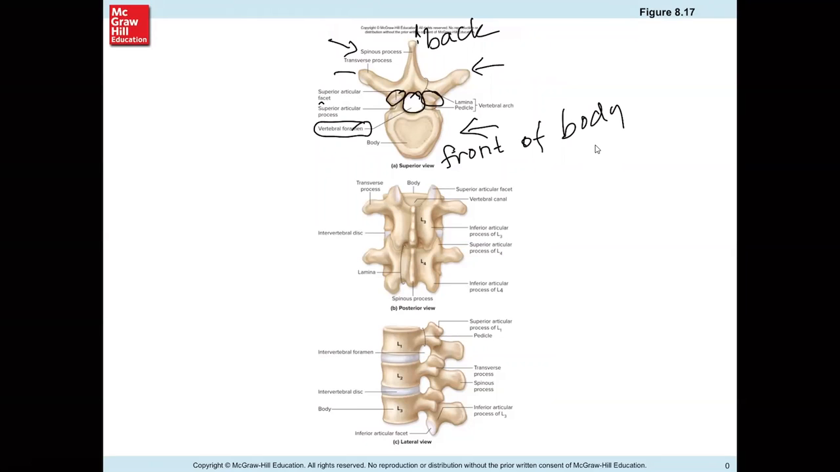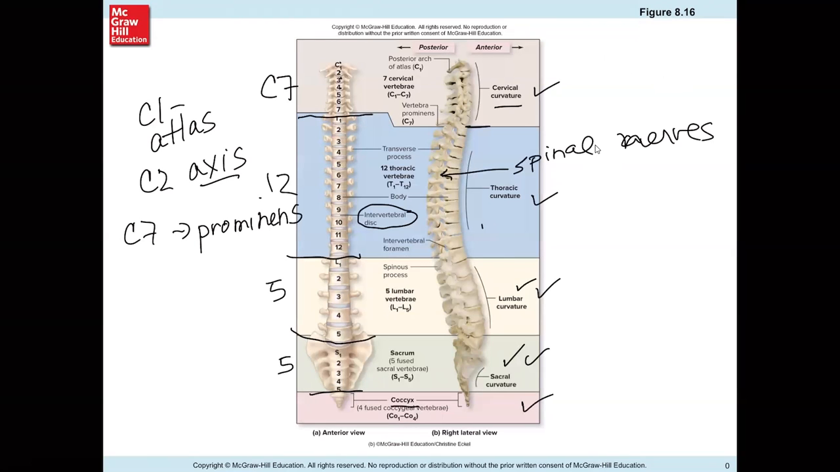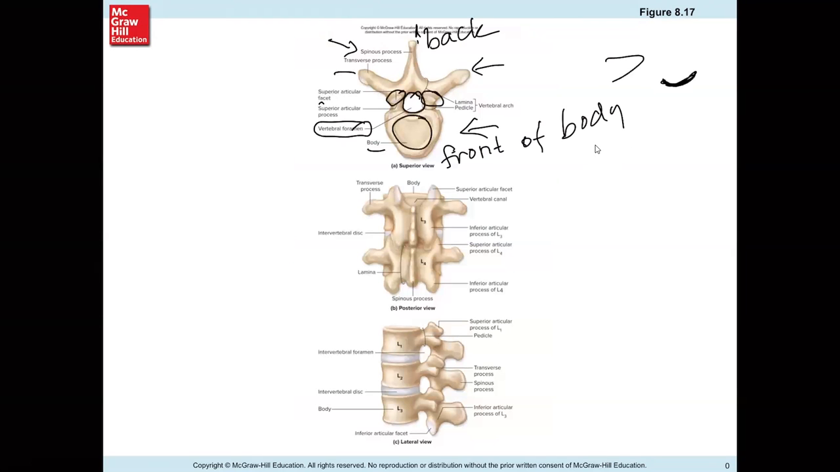A process is anything that sticks out. A facet is a smooth surface. Okay, the body is the main, like the beefy part of it. Okay, so the vertebrae are actually shaped different depending on what region they are from. So they each have distinct characteristics.